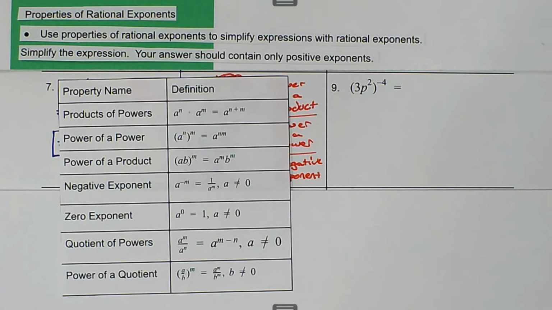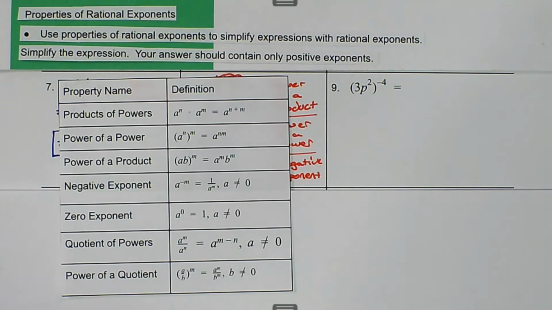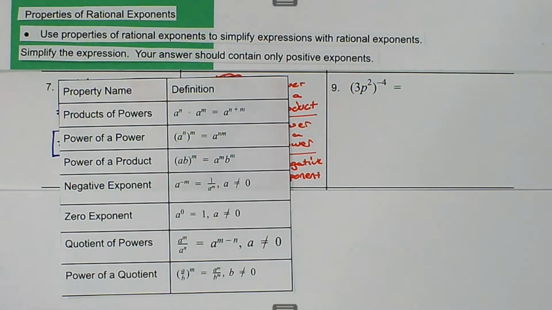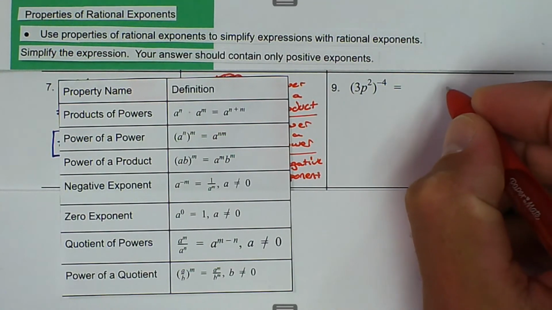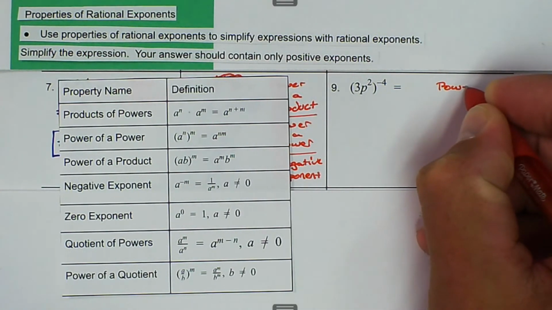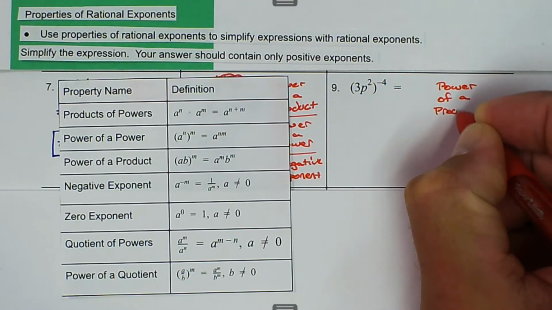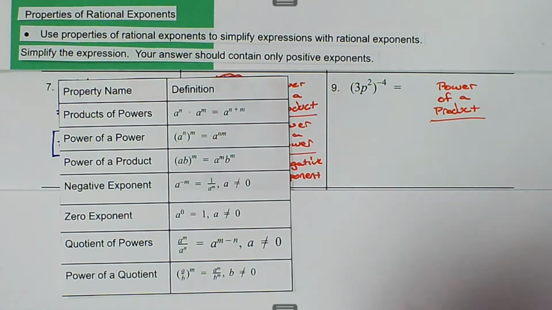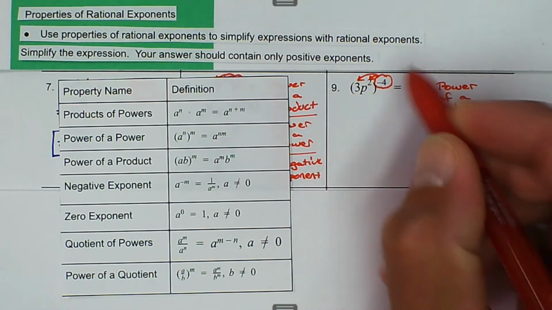Now we have 3p squared raised to the -4th power. And what we can do here is, the first thing is we have power of a product. So we have the product of 3 times p. And so we can distribute this -4 to the 3 and distribute the -4 to the p.